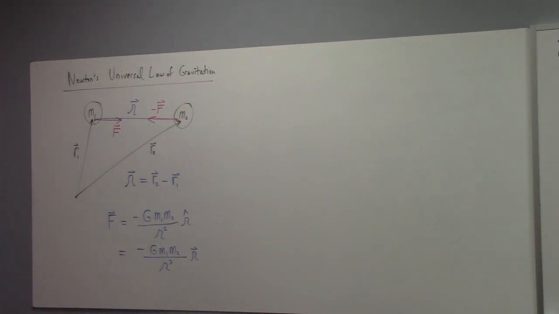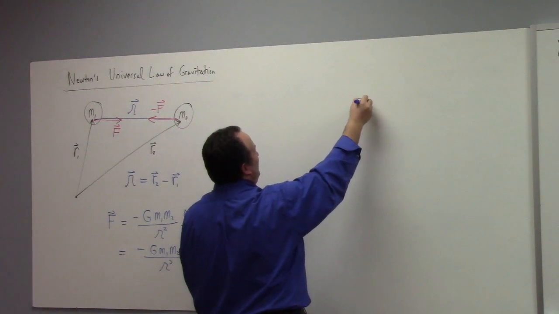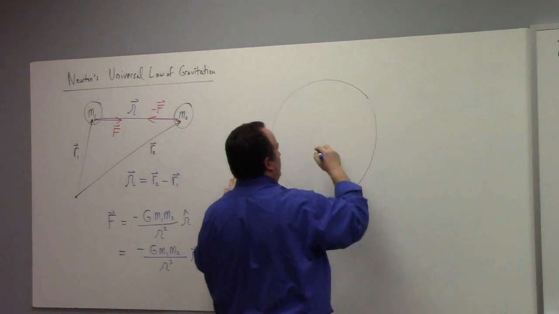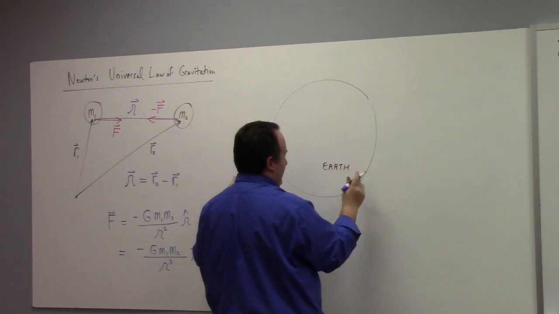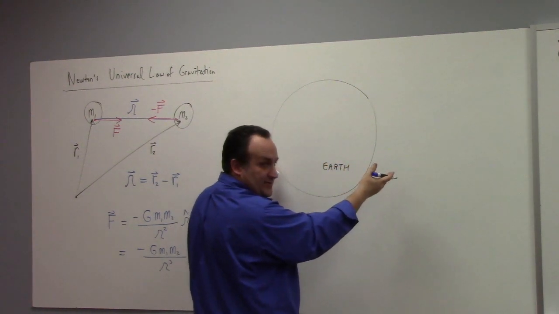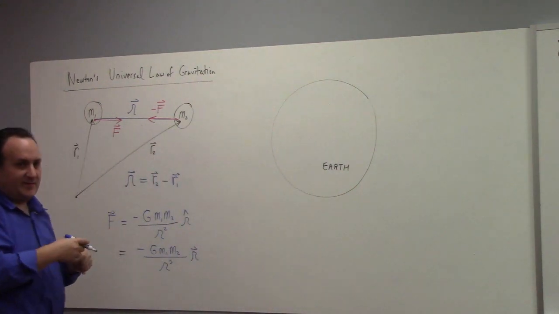Now, for the most part, the gravity we're interested in is what? It's a much sillier picture. Earth, yeah. Oh, sorry. Sphere. Earth is a sphere, roughly speaking. Oblate spheroid.